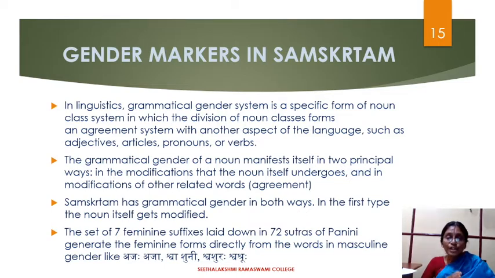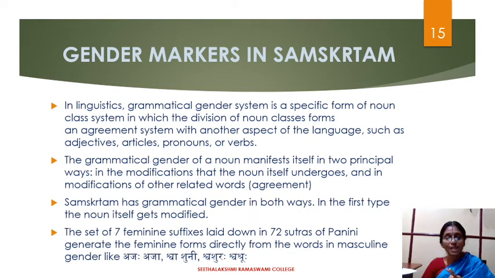So the grammatical gender of a noun manifests itself in two main ways. One, in the modifications that the noun itself undergoes, and two, in the modifications of the other related words. So we have the noun on one side and the related words on the other. If the noun itself undergoes change for gender change, then we can say that it has grammatical gender. And if the related words undergo change according to the gender of the noun, in agreement with the noun, then we can say we have a grammatical gender. As far as Sanskrit is concerned, we have grammatical gender in both ways.